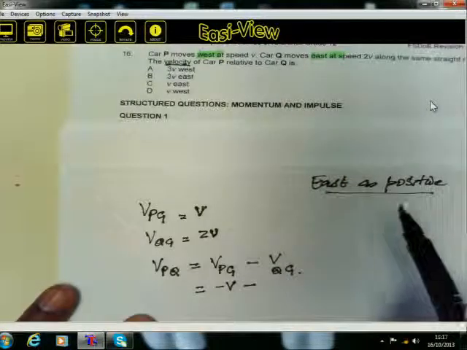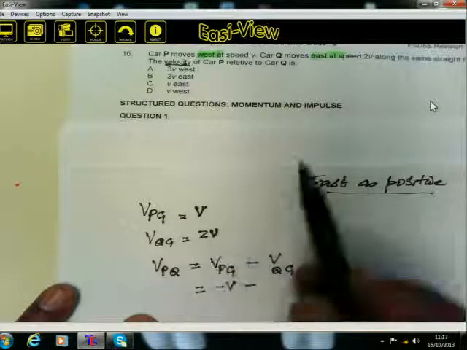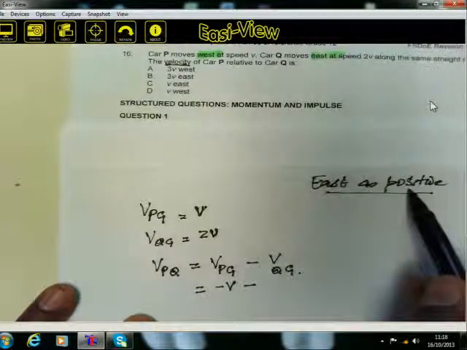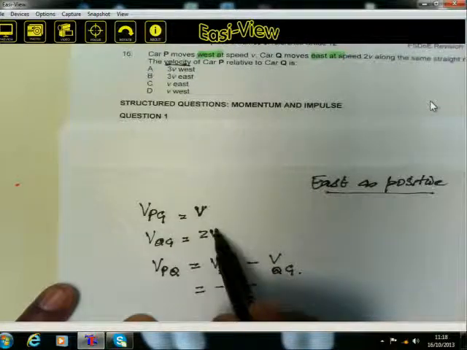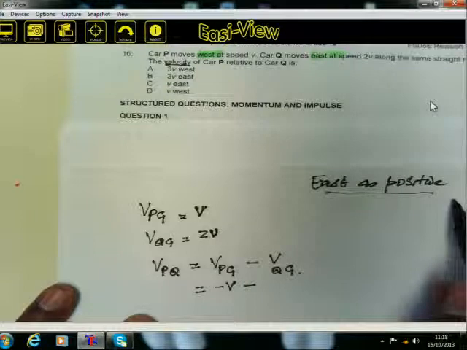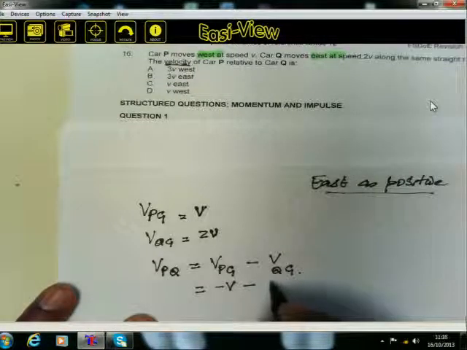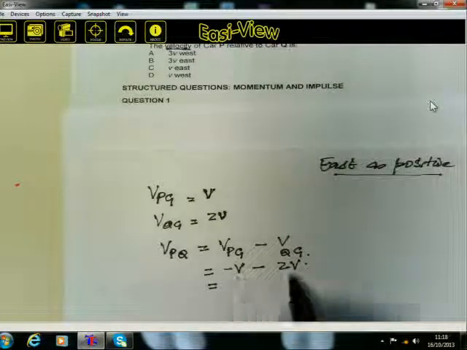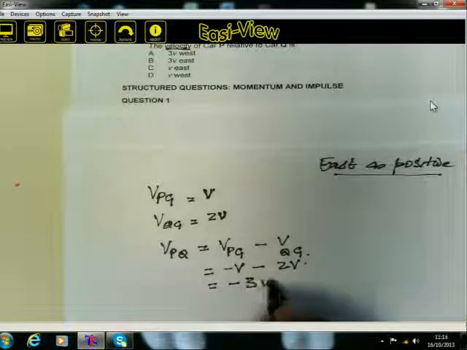minus the velocity of Q relative to the ground. We are told that Q moves in the direction east. East, according to our choice of direction, is positive. So this one is moving in the direction that we chose as positive. Therefore, it will be positive 2v. Now we just add this together. They will give us negative 3v.